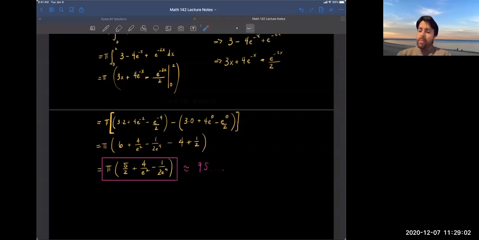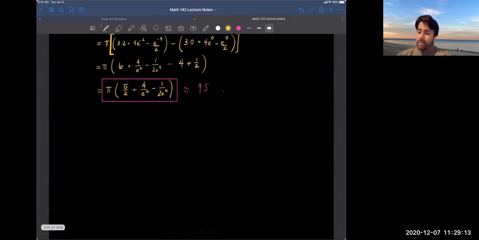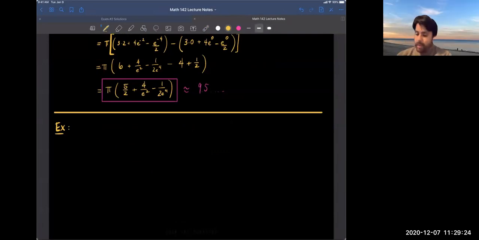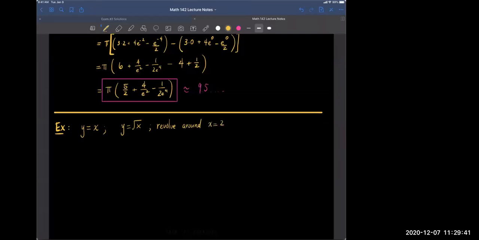Okay. So let me do one more of these, but this time I'm not gonna rotate around the horizontal line. I'm gonna rotate it around a vertical line. So what if I have an example where I have an equation here, y equals x, and I got y equals square root of x, and I want to rotate this, so revolve around x equals 2.